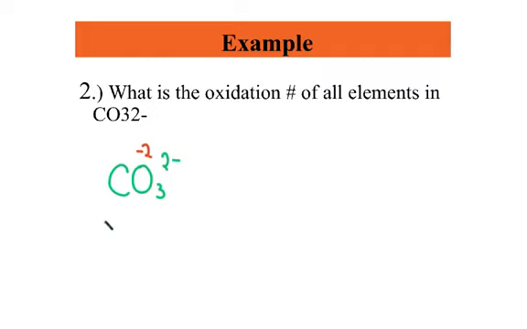So we're going to use X for our unknown. Then we're going to add it to the oxidation numbers for oxygen. There are 3 oxygens, and its oxidation number is -2 for each one. And it has to equal the overall charge of the compound. In this case, it has to equal -2. So solve for X. So we get +4. Again, I'm going to put it up here for us.